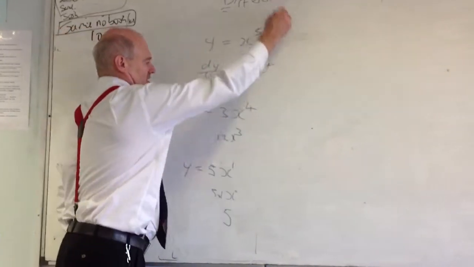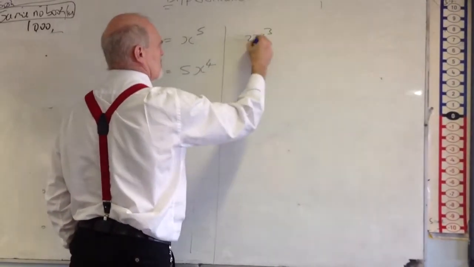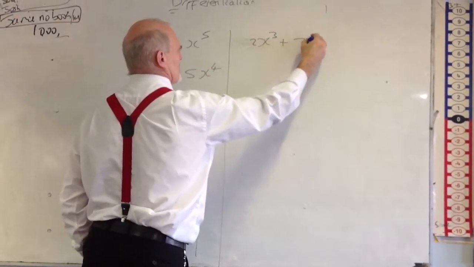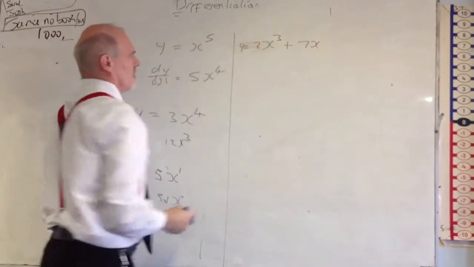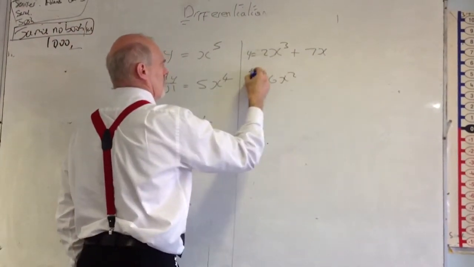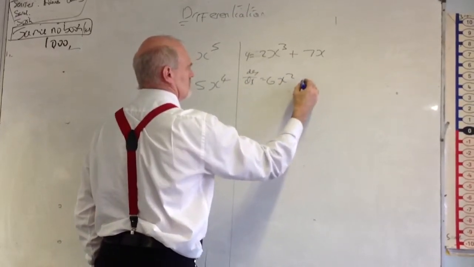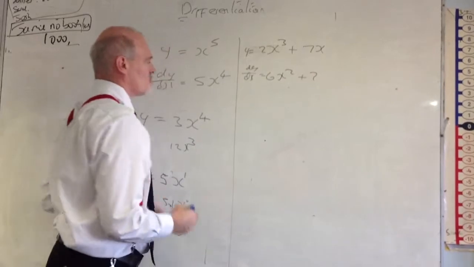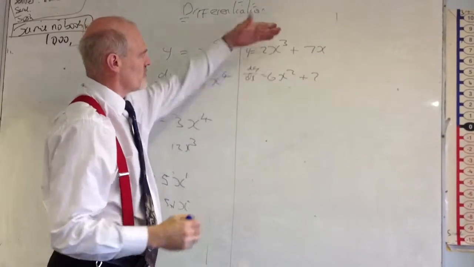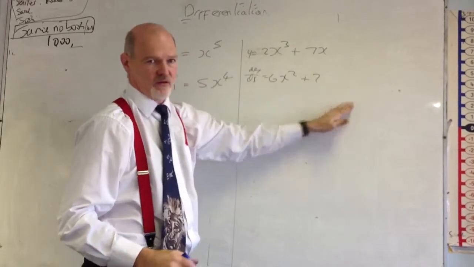So what would the answer be if I gave you, we'll just do both of those together, 2x to the 3 plus 7x? What would the answer be if I gave you that? So that would be 6x squared plus 7x to the power of 0, so that would be 7. So everything is dropping by a power. 3 drops down to 2, 1 drops down to not being there at all.